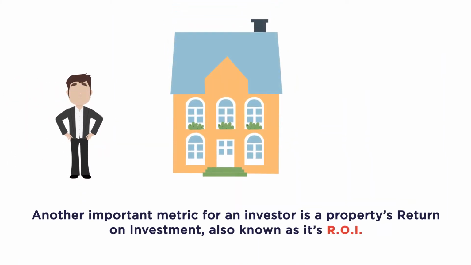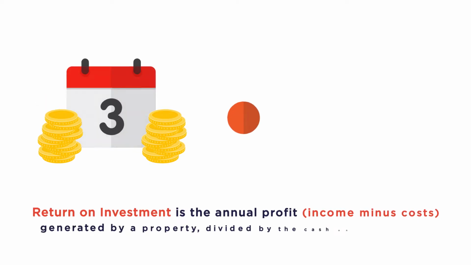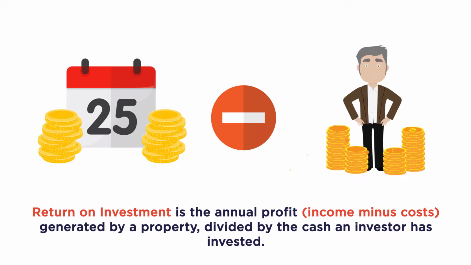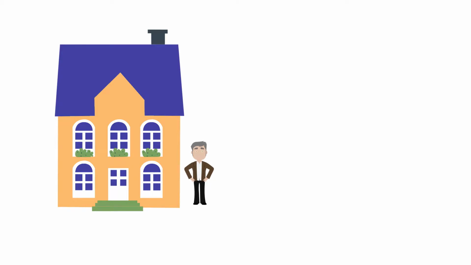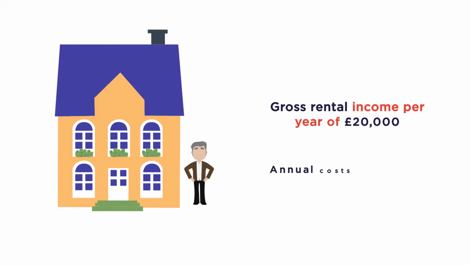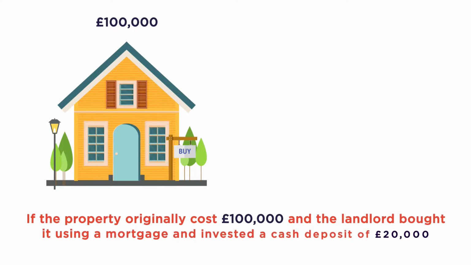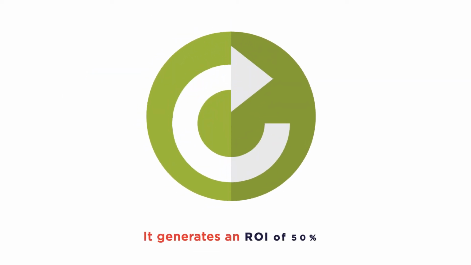Another important metric for an investor is a property's return on investment, also known as its ROI. Return on investment is the annual profit, income minus costs, generated by a property divided by the cash an investor has invested. For example, a buy-to-let property is tenanted and generates a gross rental income per year of £20,000 with annual costs of £10,000. If the property originally cost £100,000 and the landlord bought it using a mortgage and invested a cash deposit of £20,000, it generates an ROI of 50%.